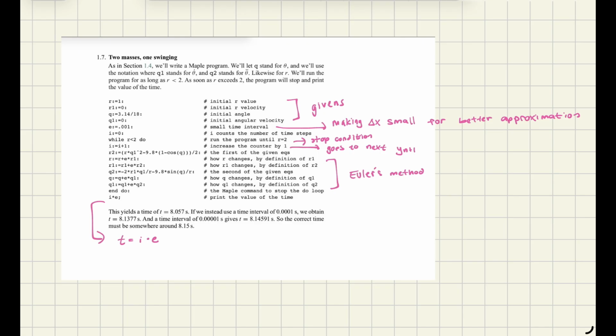Okay, so now all he's doing is putting in all the equations. Yeah, so now they're looped in, and that's how they're going to update everything. And it's saying that at the end, when r is equal to 2, that's when you stop. And you see that it says print the value of time is equal to i times E, which makes sense because it's the number of steps times the step size, which is the time in seconds. And again, the smaller your step size, the more accurate you'll be, and it kind of just depends on how precise you need to be.